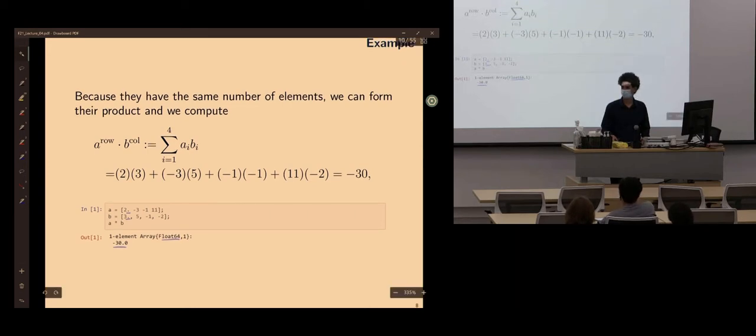These are headaches that you don't have on paper. In the computer, you have to deal with more stuff, like the types of your numbers.